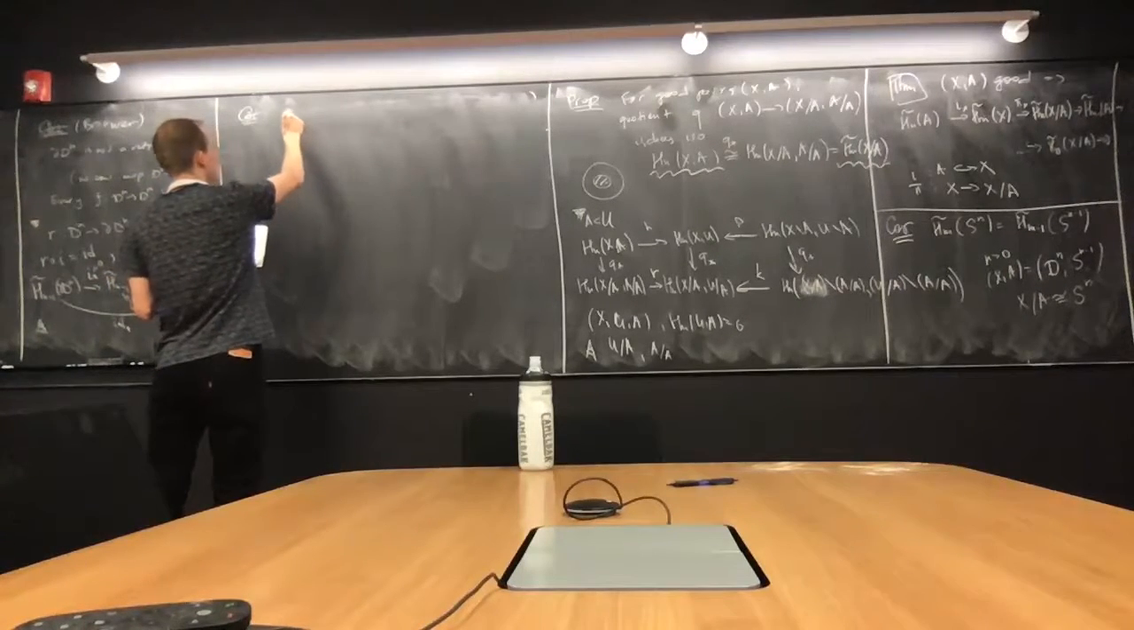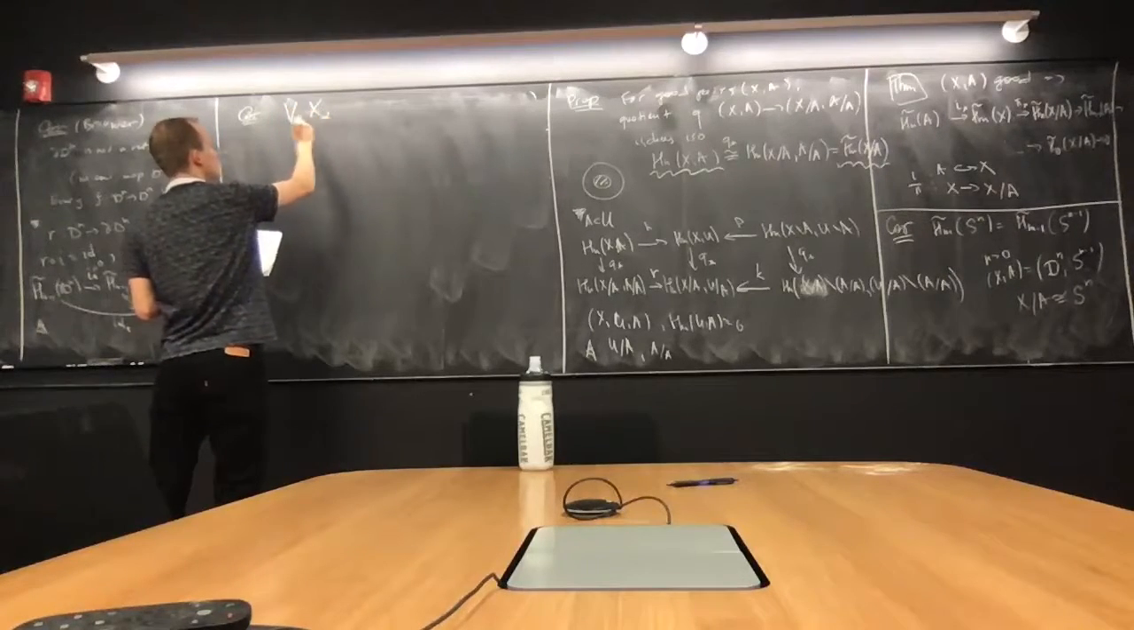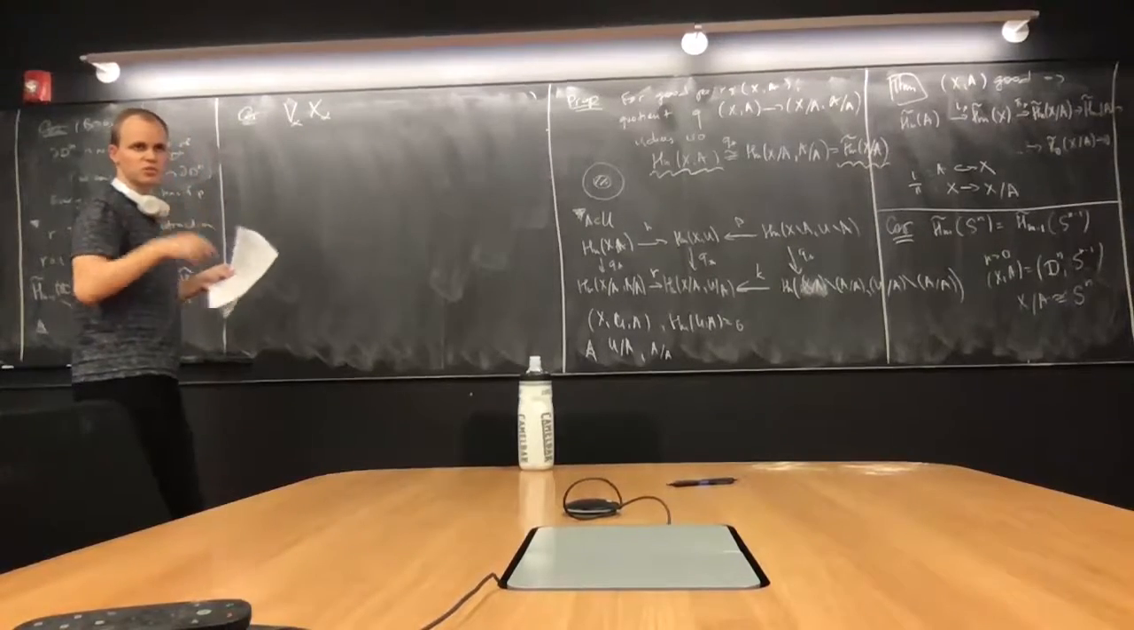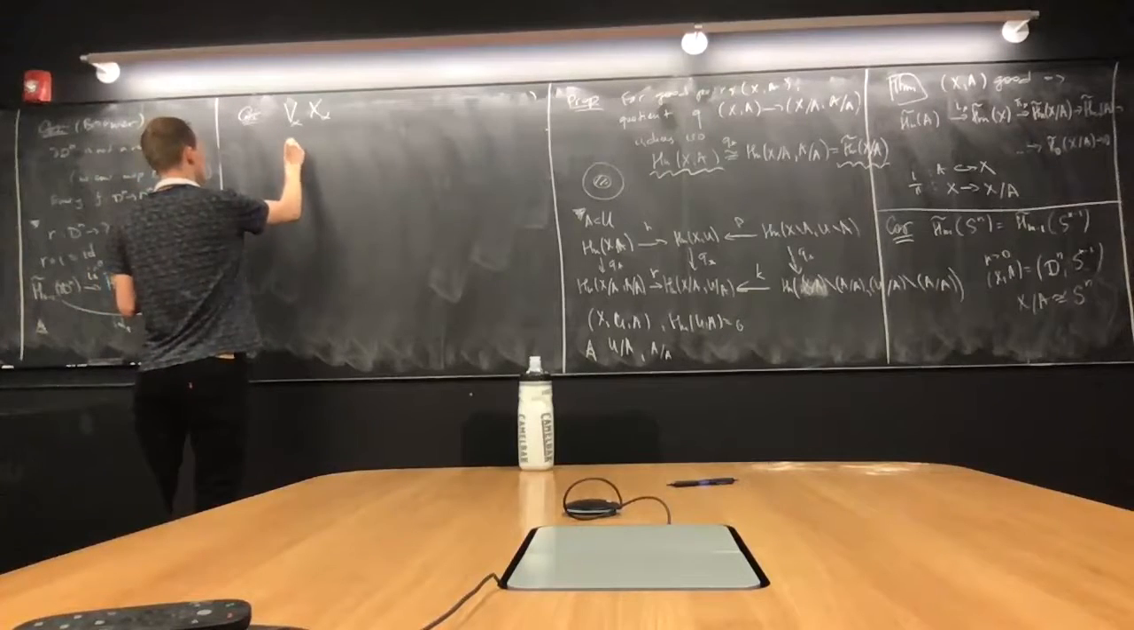Okay, so let's say we have a bunch of pointed spaces, X alpha, and we take the wedge sum of all these, which is just the disjoint union where all the base points are identified. Then we have these inclusions.